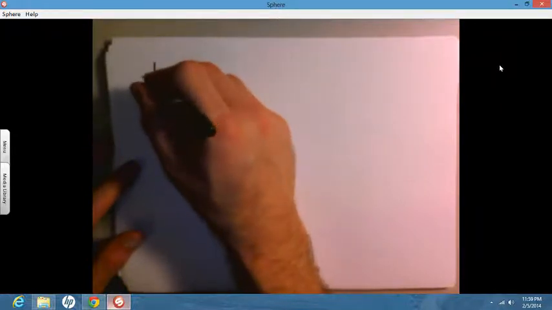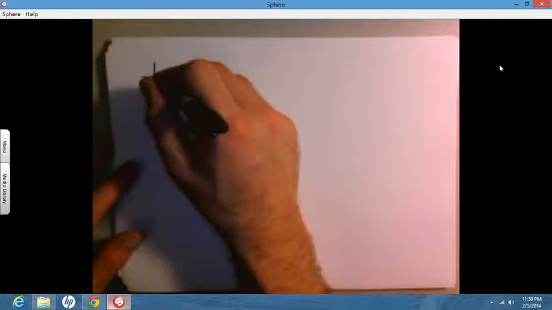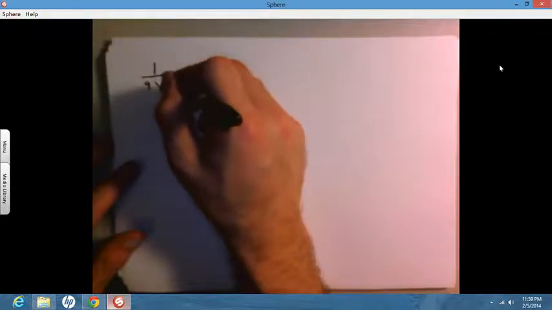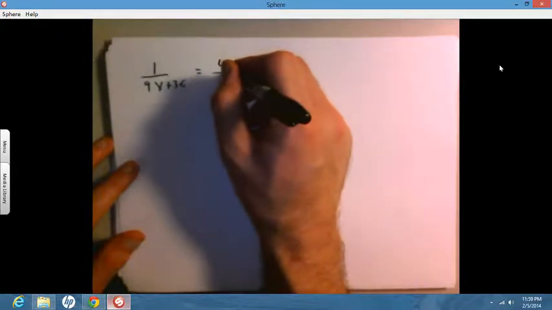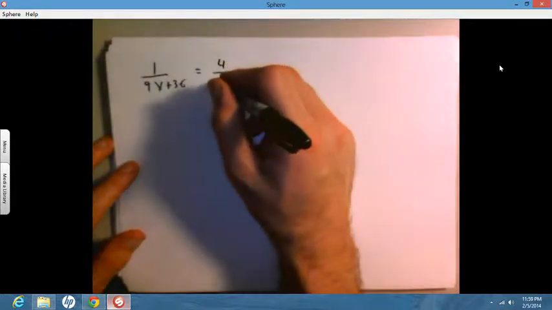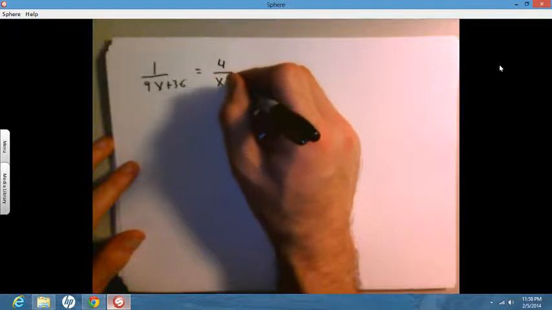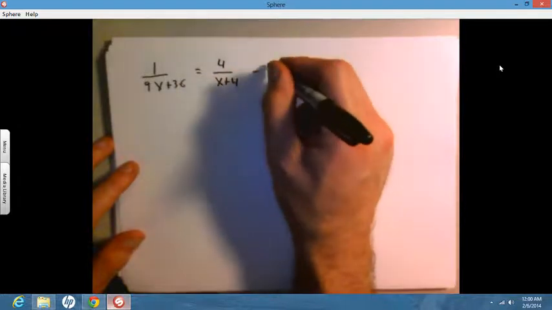So what we're going to do is solve an equation involving fractions. Someone asked this, so let me exit this out so we can see the whole thing. Okay, good. Specifically, we're going to solve the equation 1 divided by 9x plus 36 is equal to 4 divided by x plus 4 minus 7 divided by 9.